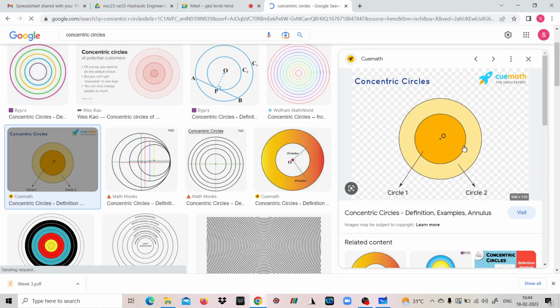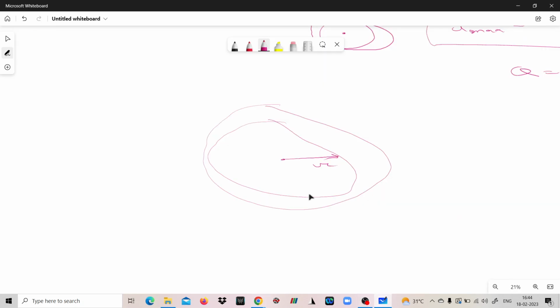Say this is a ring. We are only interested in this much area. These are two concentric circles, so this is the center. Say the radius of the inner ring is r, and the thickness, which will be the same everywhere because these are two concentric circles, is dr. Building on a similar idea, say this is dr.